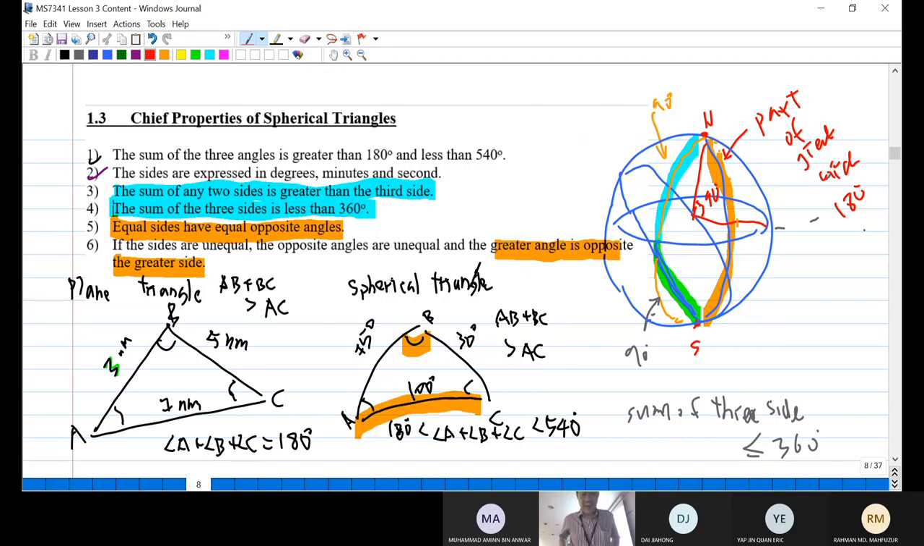Then for the sides, the sum of the three sides is always less than 360. The most is 360, right? So the sum is always less than 360. The angles add up to less than 540, but the sides add up to less than 360.